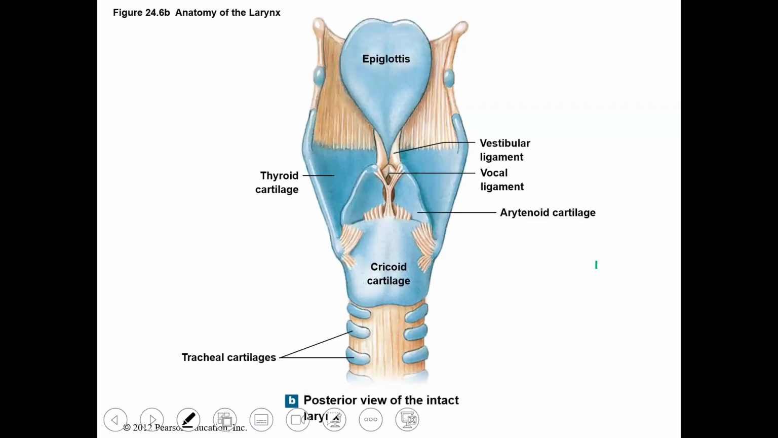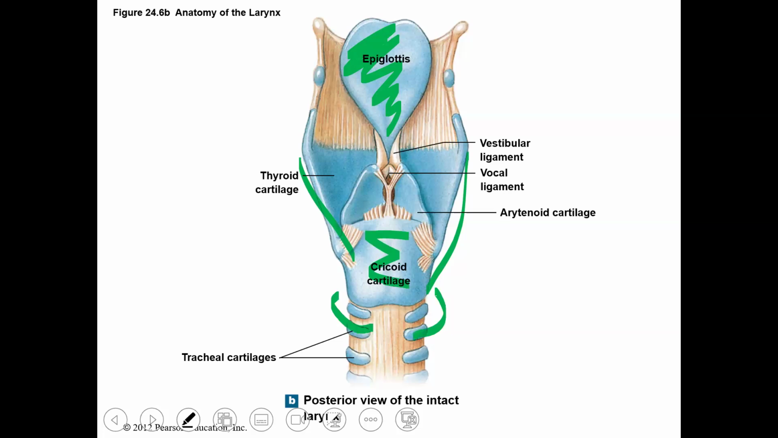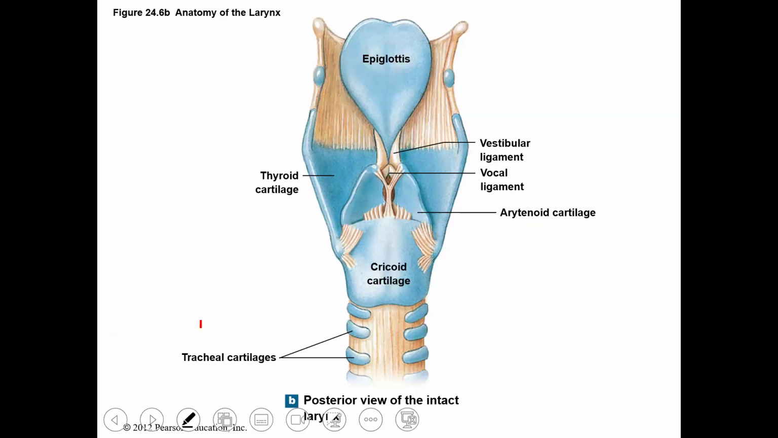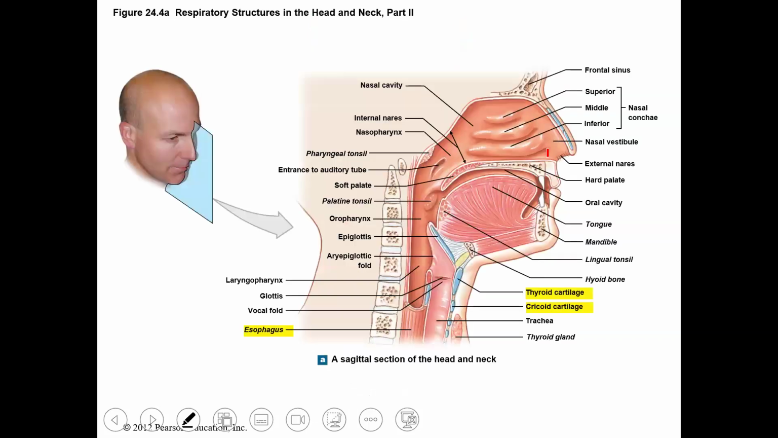And then from the posterior, we can see the epiglottis, that gatekeeper here. We can see the thyroid cartilage here, cricoid cartilage here, and then the tracheal cartilaginous rings that are C-shaped and don't go all the way around. You can see arytenoid cartilage here and the vocal ligaments here. And then vestibular ligament as well. Thyroid cartilage, cricoid, and esophagus.